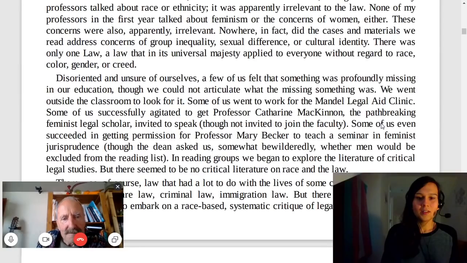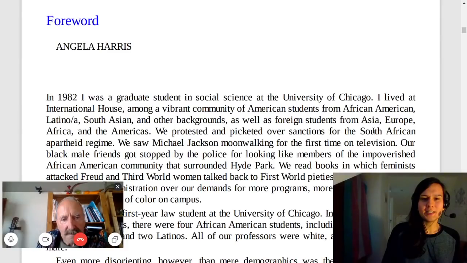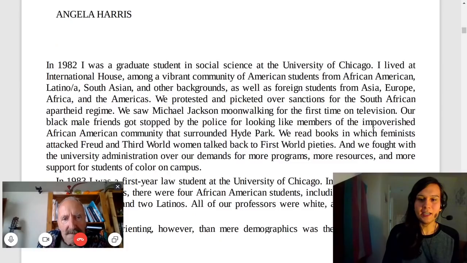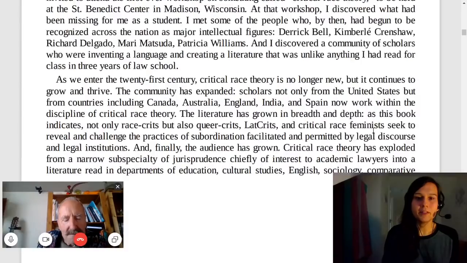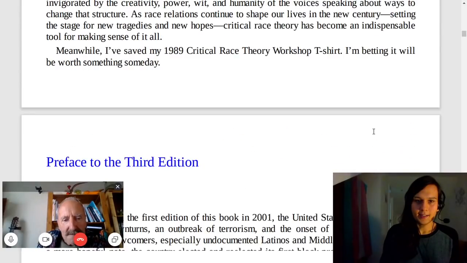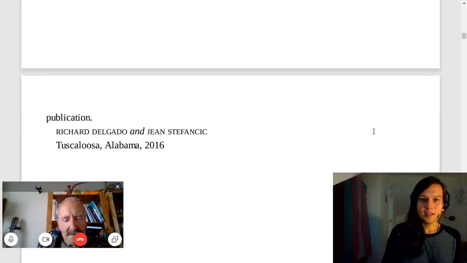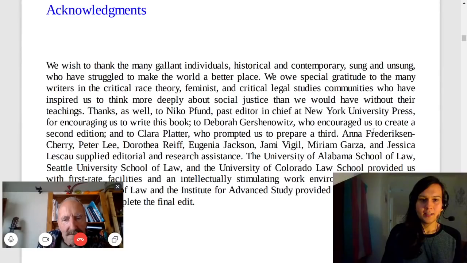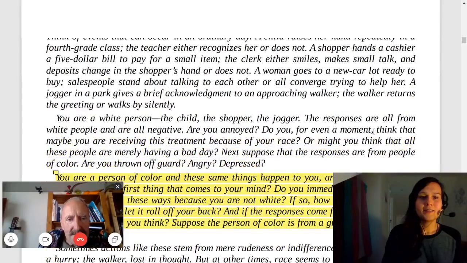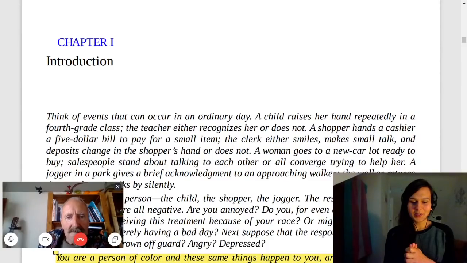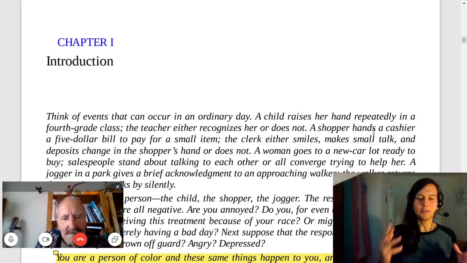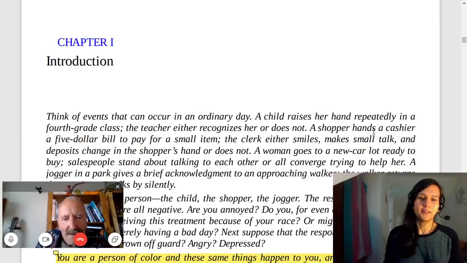I'm going to skip talking about the foreword because it's mostly about Angela Harris's personal life and not too relevant. So, acknowledgements. Here we are in the introduction. So I'm just curious in general, Simon, what your general impression was from reading the first chapter.